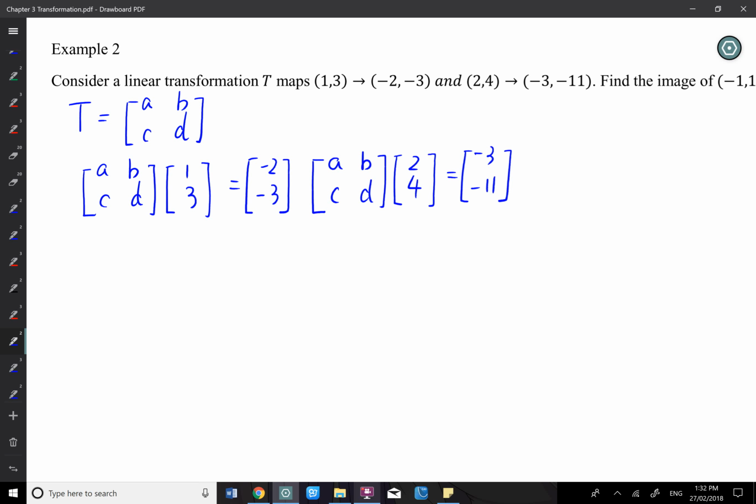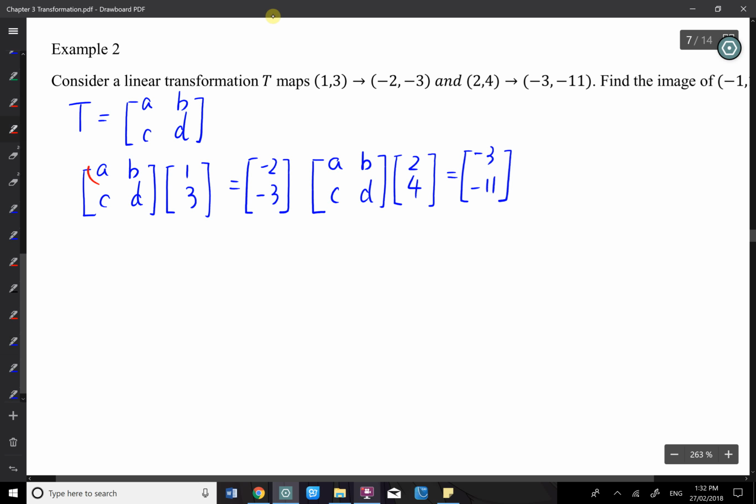Now for a matrix question, 99.99% of the time you need to expand, multiply it together, trying to see the equivalence on both sides. So I can multiply a 2 by 2 and a 2 by 1 matrix. I will expand that. That will be A plus 3B, and that will be C plus 3D.